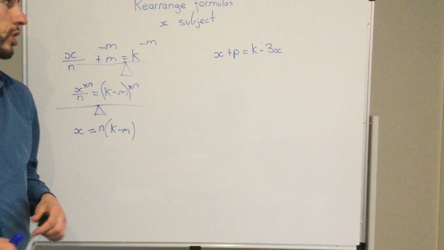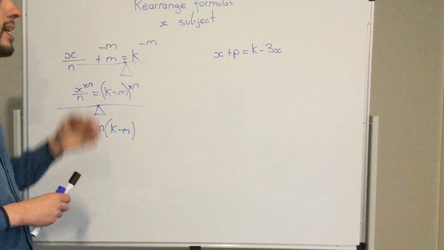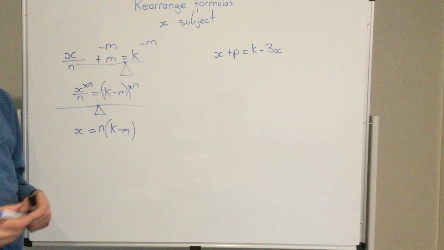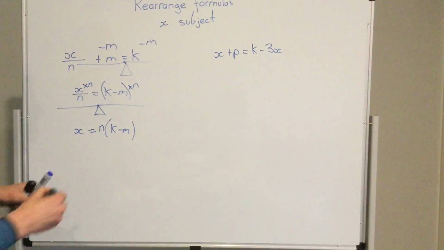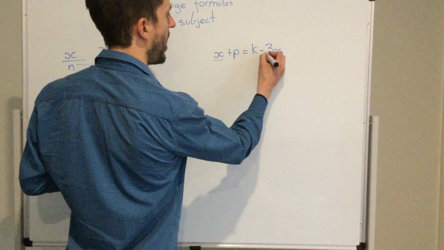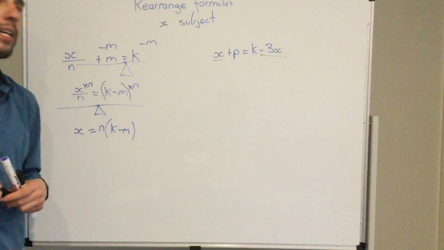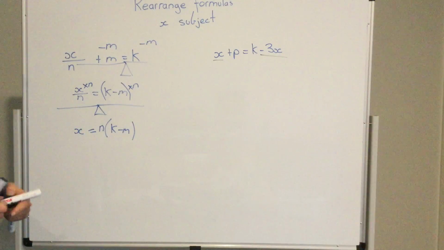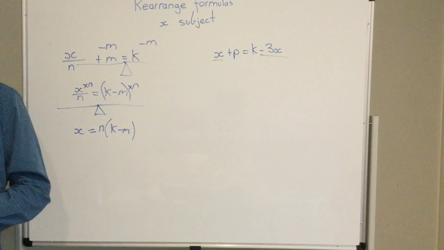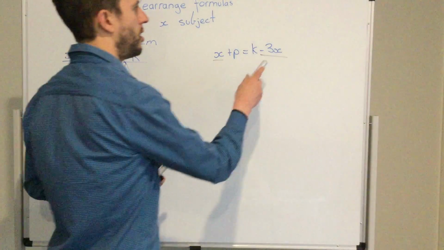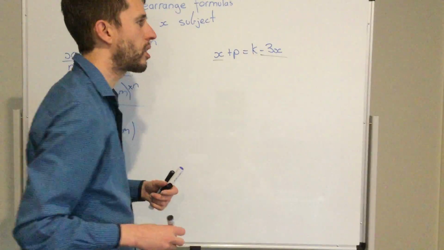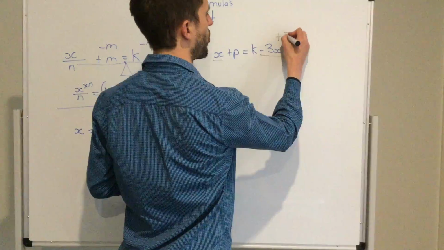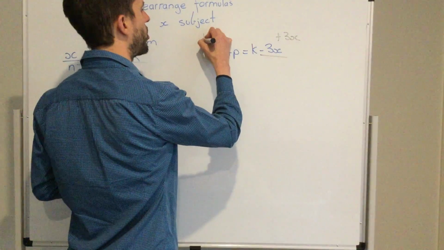Just like with this question over here. X plus p equals k minus 3x. So we have two numbers. We have x and minus 3x. They both have that subject that we need. So we need to get that onto one side. So what's the opposite of take away 3x? Plus 3x. So we're going to plus 3x onto both sides.